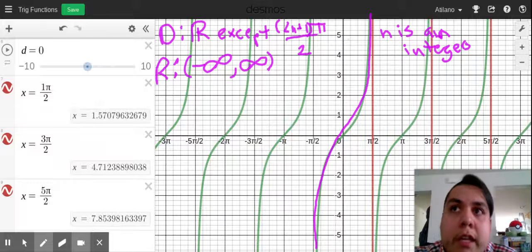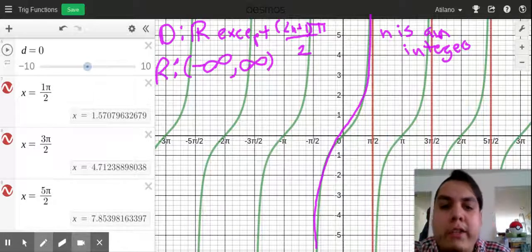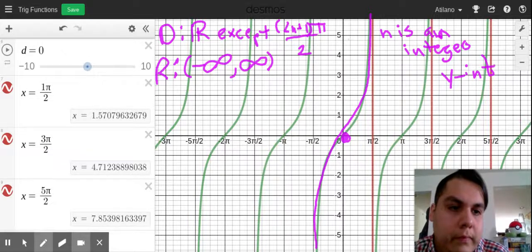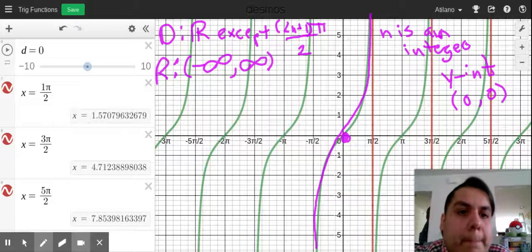Okay, so we have the domain. We have the range. We haven't talked about the y-intercept yet. So the y-intercept is right there at 0, 0.